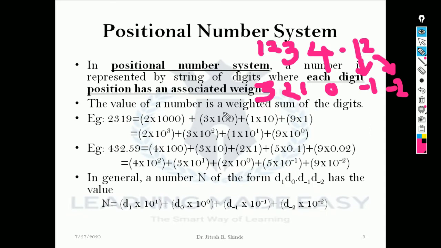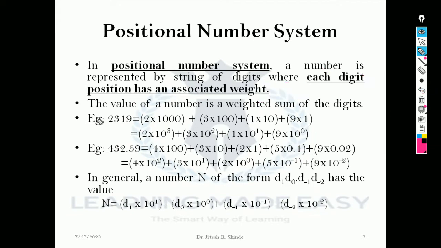It increases in this order. Moving towards the right side from the decimal point, the position number moves in the order -1, -2, -3, -4, and so on. Okay, we have to remember this logic. So why are we studying this positional number system?